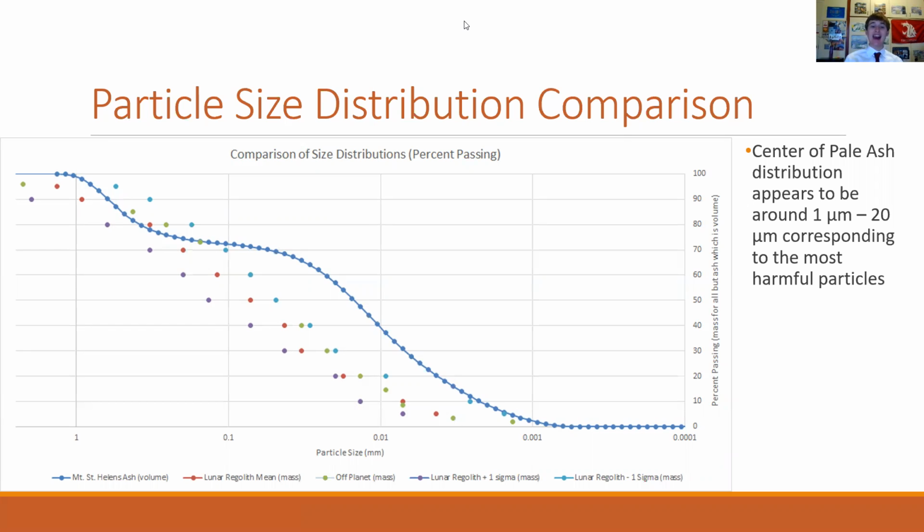And the good news is that the Mount St. Helens ash is actually a bit smaller, with about 1 to 20 microns being the center of the distribution. This is really important because those are the particles that are most likely to be disruptive. So it's almost an asset of the ash that there is a higher prevalence of this in the ash compared to the regolith. And generally, the situations are fairly comparable.